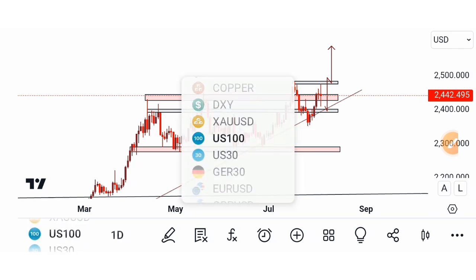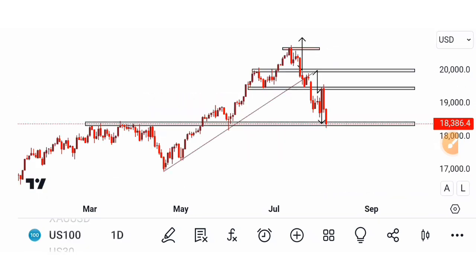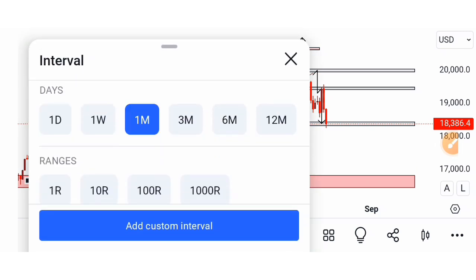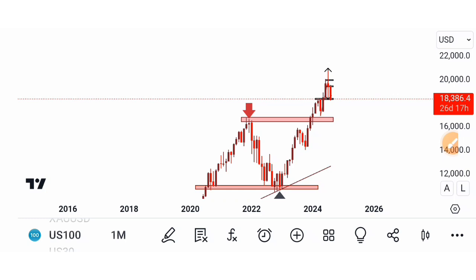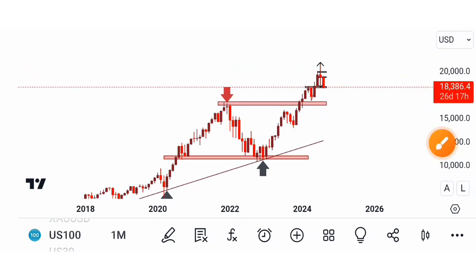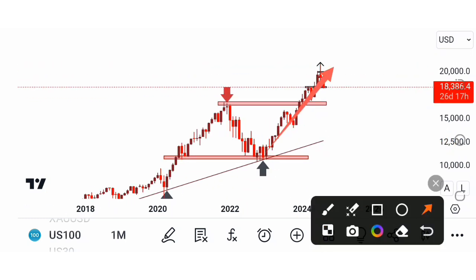Moving on to US100. On US100, guys, I am bullish, and let's go to the higher time frame, which is the monthly time frame. So this market over here, you can clearly see that it's been going up since the beginning of the year, right? This market has been bullish.